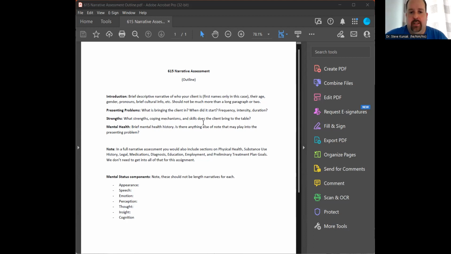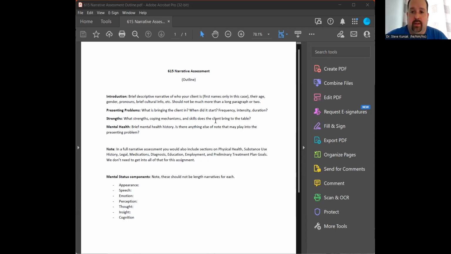What strengths, coping mechanisms, skills do they bring? This is where you get an opportunity to reframe certain things. If they've been a victim of sexual assault, you can identify them as a survivor. That is a strength. If they have been coping with this for most of their life, that's a strength that they've been managing with minimal additional supports.